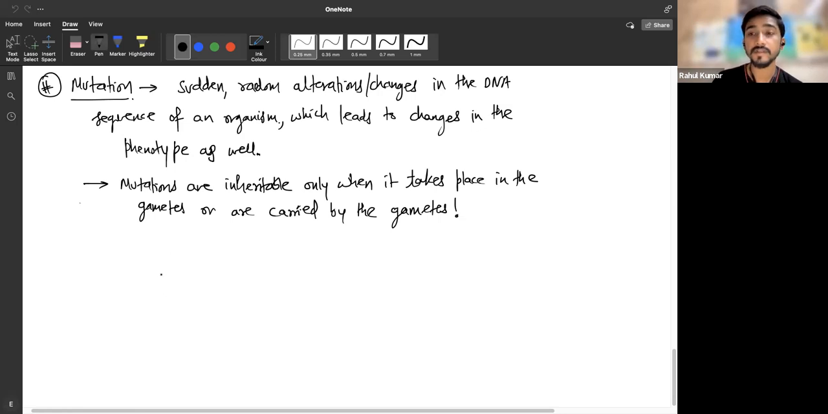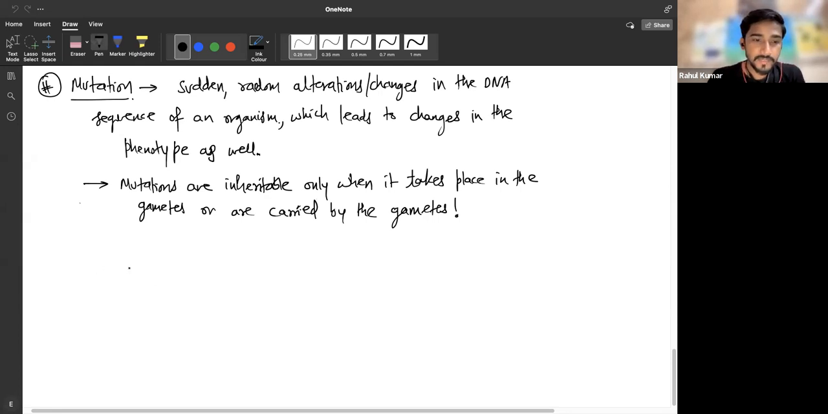So this means that certain characters which are acquired or happen to an organism, if they do not happen at the level of gametes, they are not inheritable. Mutations also, if they happen at the level of gametes or if they are carried by the gametes, they are inheritable. Okay.